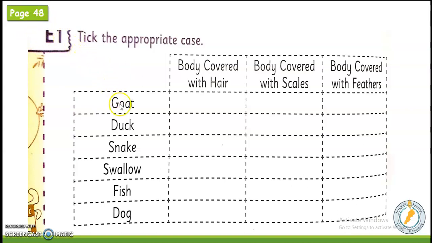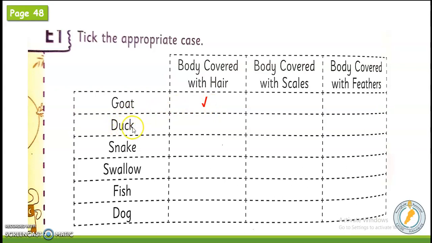So, the first animal here is the goat. Do you know the goat? What is the body of the goat covered with? Hair, scales, or feathers? The goat's body is covered with hair. Excellent. Now let's move to the duck.